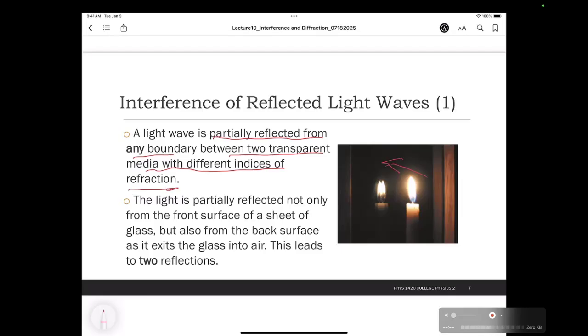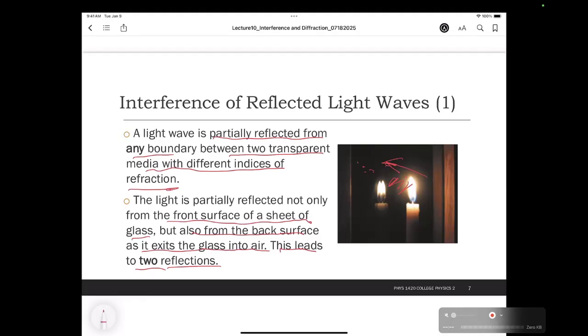When the light hits the surface, one side is air, the other is a mirror. Does it make sense to you? And then there will be some partially reflected waves. The light is partially reflected not only from the front surface of a sheet of glass, but also from the back surface as it exits the glass into air. This leads to two reflections.